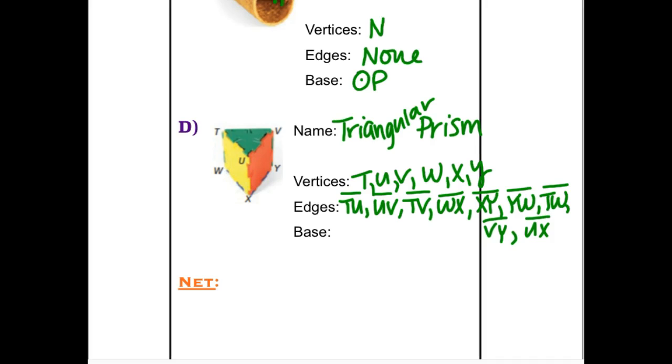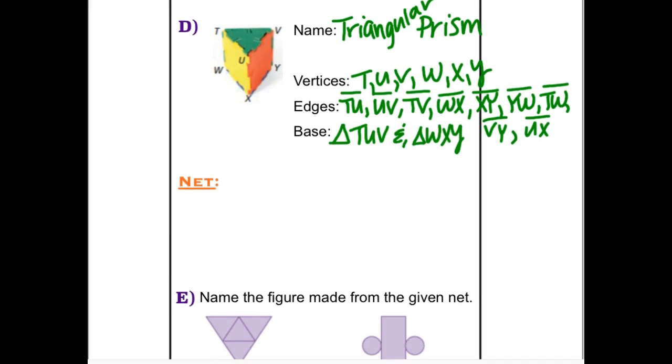And then finally bases, we got 2 triangular bases. So I'm going to use the triangle symbol instead of having to write it. We got triangle TUV, and we got triangle WXY. That's the first part. Next part, we've got what's called a net.